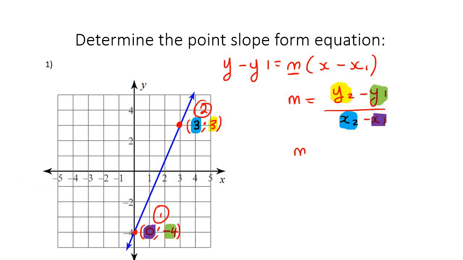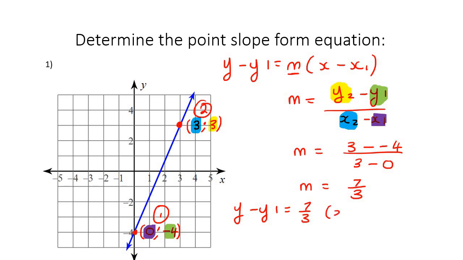And so now if we just go fill everything in, we're going to end up with 3 take away -4 over 3 take away 0. And if you work that out, you end up with a slope of 7 over 3. So now we can go fill that into our equation as 7 over 3, x take away x1.